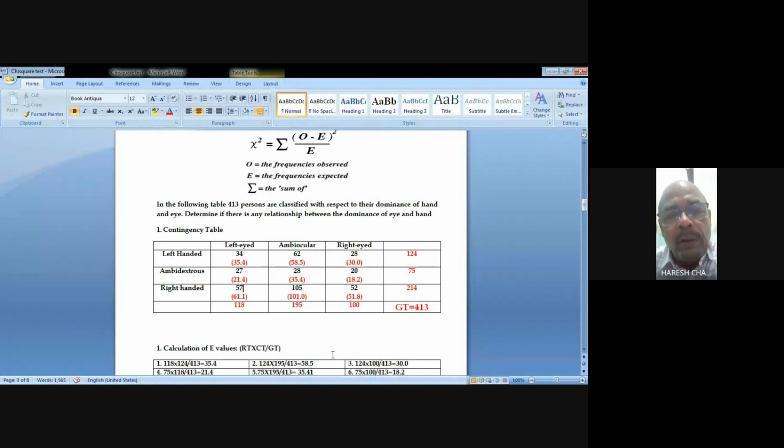Have you kept the calculator? Yes, sir. Now, to find the expected frequency for 34, row total means 124, column total means 118, 124 into 118. Now what is the grand total?